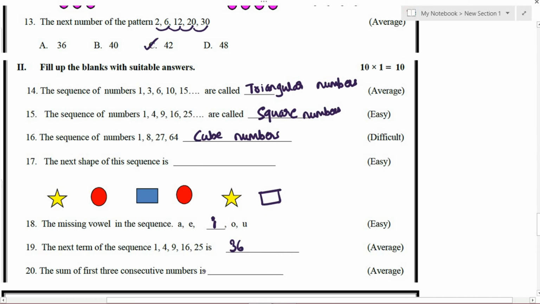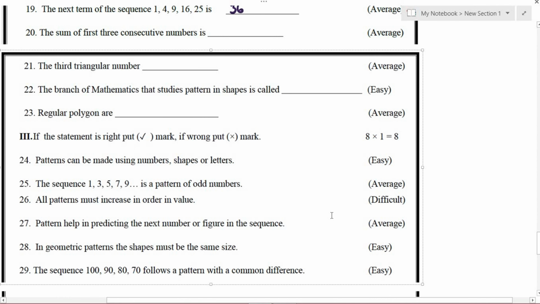The sum of the first three consecutive numbers: 1 plus 2 plus 3. The first three consecutive terms are 1, 2, 3. If we add 1 plus 2 plus 3, we will get 6. So 6 is the correct answer.